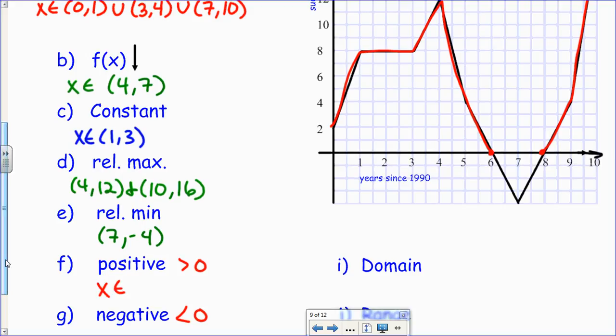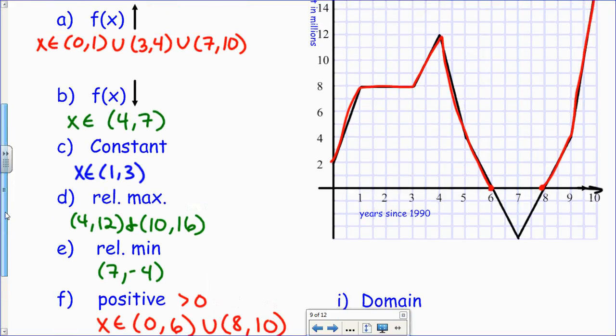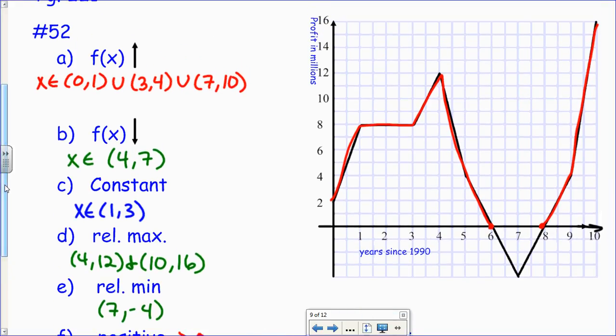So x coordinates, 0 to 6, and then 8 to 10. Let's interpret what that means. I think you'll understand what the graph is saying too. So you want to know, when is our profit positive? Well, from 1990 to 1996, and then again from 1998 to 2000.